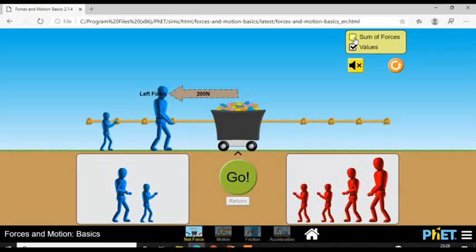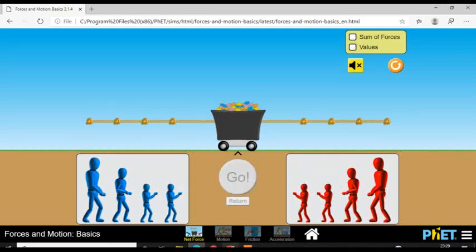Let me show you what the net force is now. The net force is 200 Newton. Why is the net force 200 Newton? Because only one side is pulling the cart, and it is going to move towards the left, and the total force acting on that cart is 200 Newton. Okay, so let us go back to the PPT.